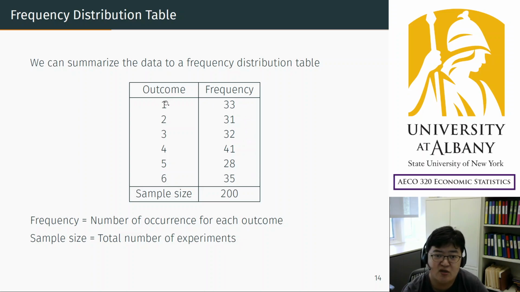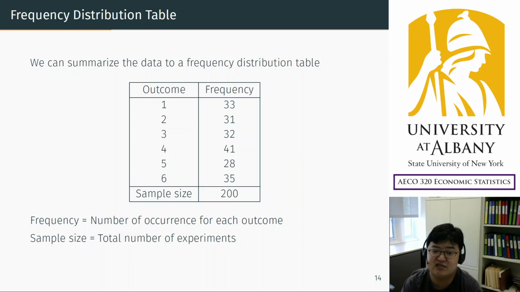Here, what I do is count how many ones and how many twos are in the data. And out of 200 experiments, you observed 1 in 33 outcomes, and 2 happened 31 times, and 4 happened the most, 41 times, and 5 happened only 28 times. Like that, it gives you the frequency, right?